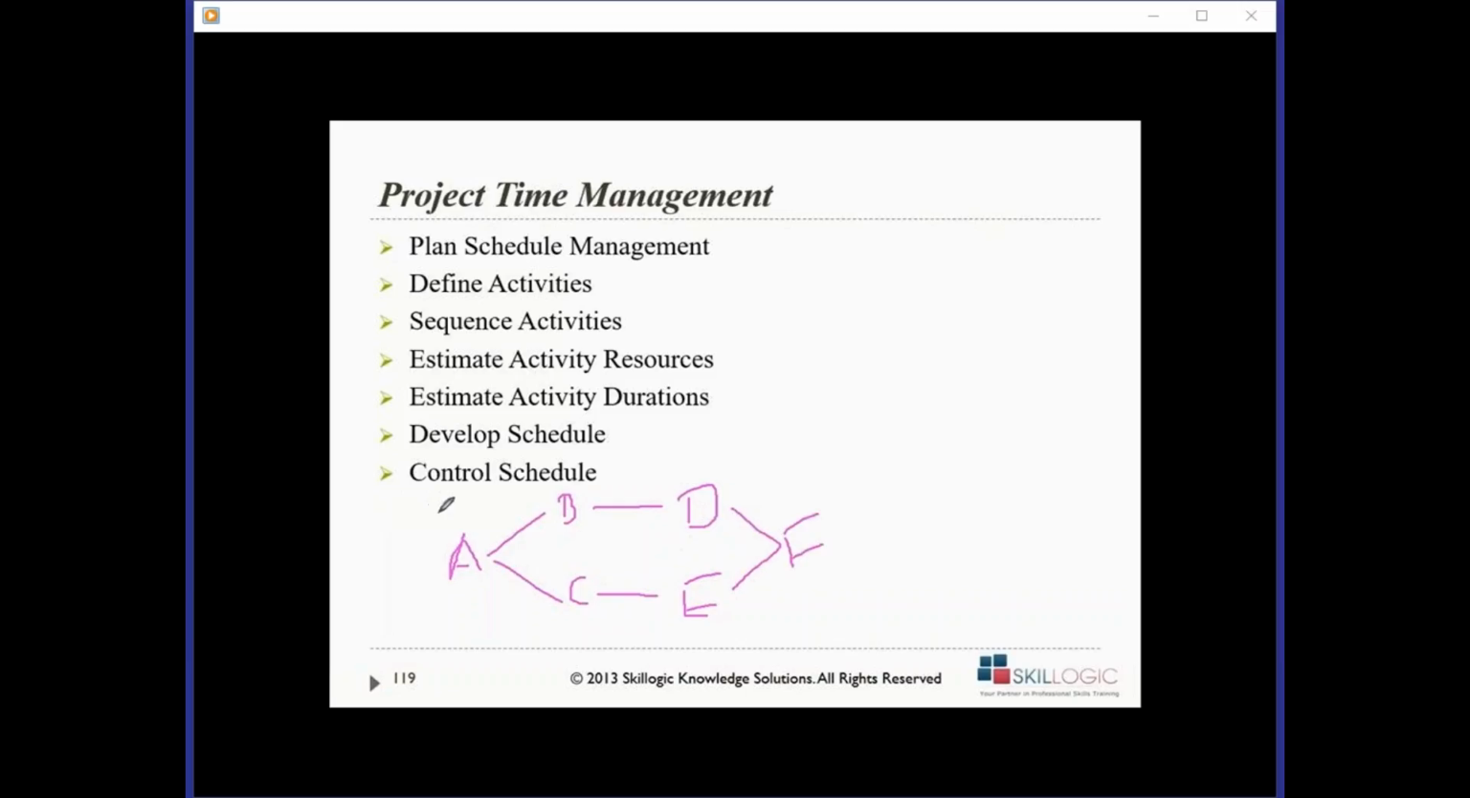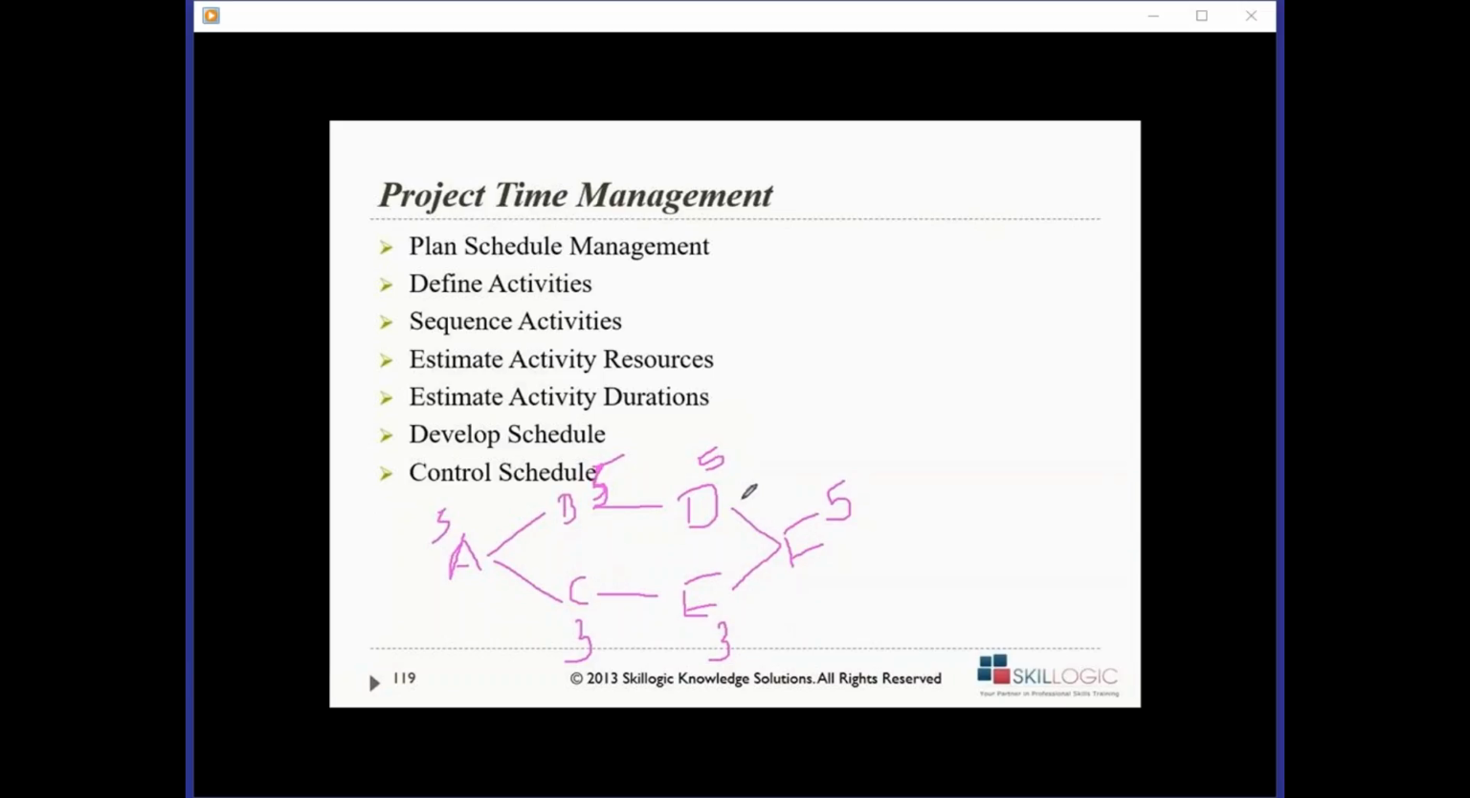Now, activity A is taking 5 days, activity B is taking 5 days, D is taking 5 days, and F is taking another 5 days. C and E are taking 3 days each, right? So that means your longest chain is A, B, D, F, right? Now in this A, B, D, F, you cannot delay your activity.